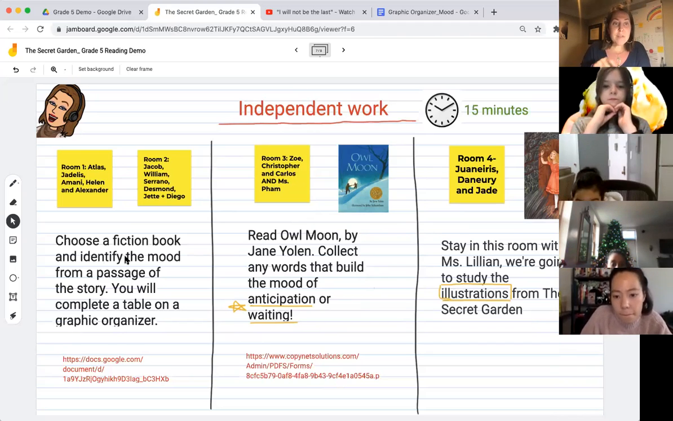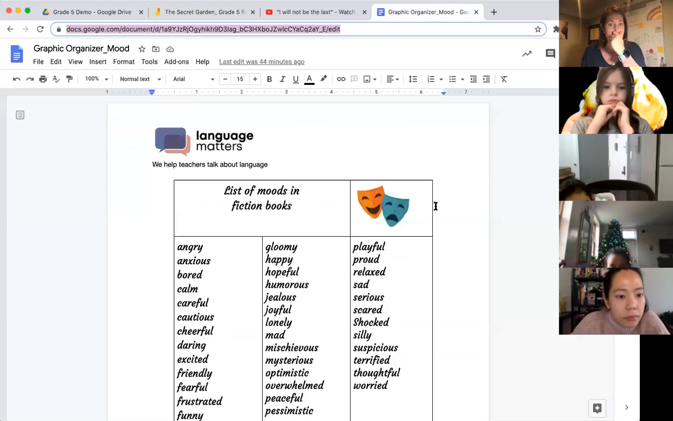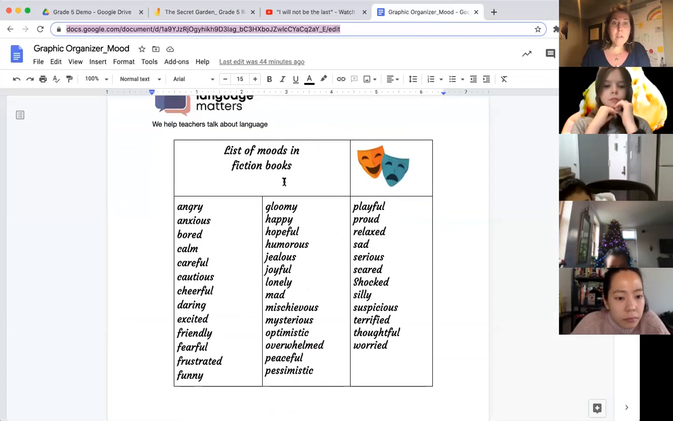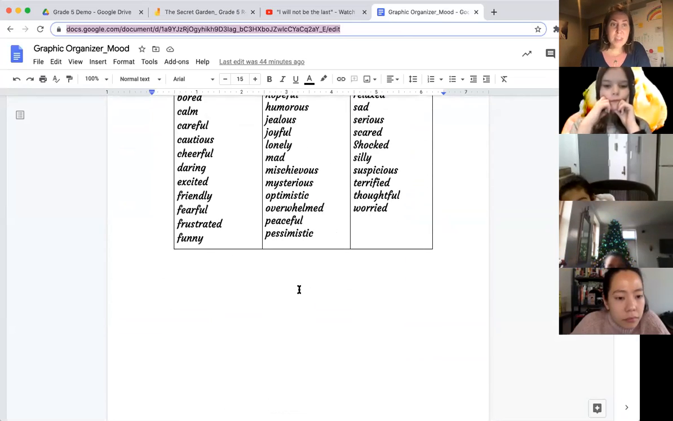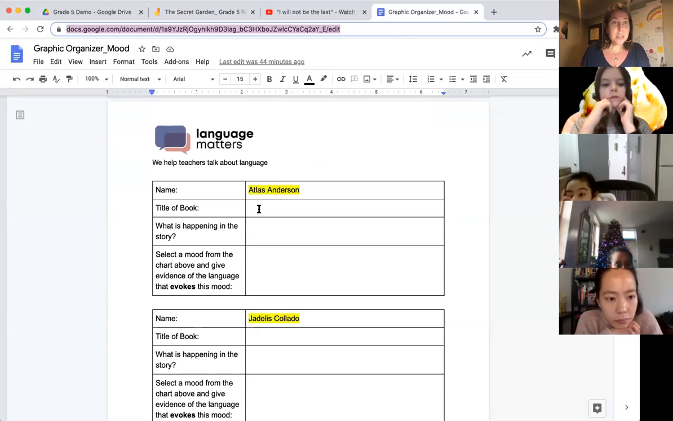And I want you to identify the mood from a passage. So read maybe 1 or 2 pages, and you're going to complete a table on a graphic organizer that I've created. And I'm going to share that with you in the chat to click on. So I'm just going to pull it up right now. There is a list of moods on that document that you're going to be using right over here. And you can go through and you can read all of the different moods. And then I have some graphic organizers. So I have your name already typed in. You're going to tell me the title of your book or your story.